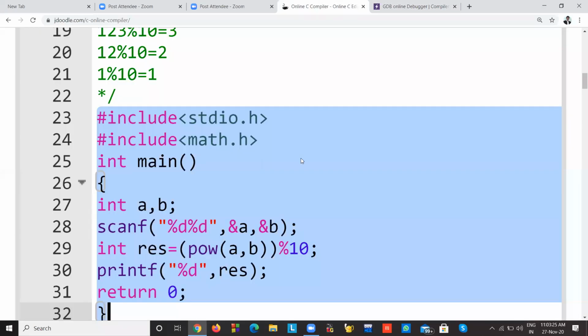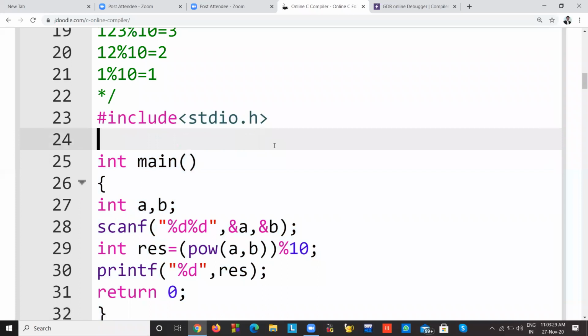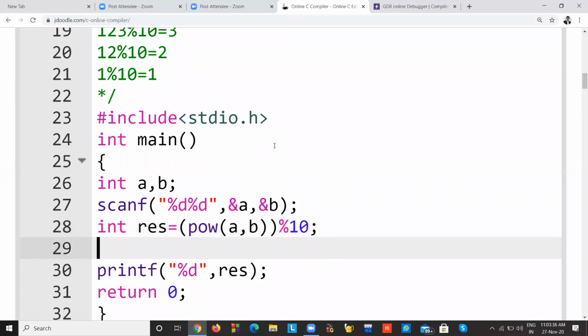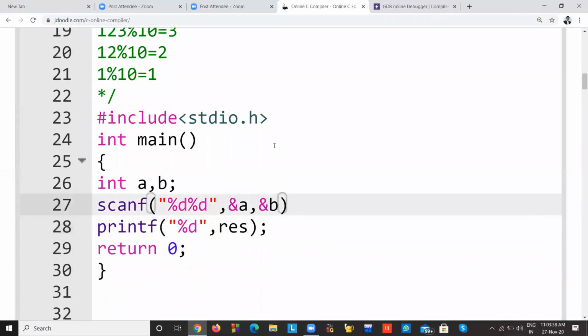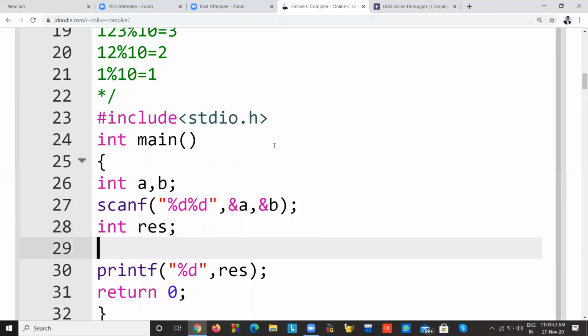Sir, suppose the POW function does not work, for example on jdoodle.com. POW does not work in jdoodle. So then how do we calculate a power here? You can manage that with a for loop. So with a for loop, for example, I am declaring a result variable res.